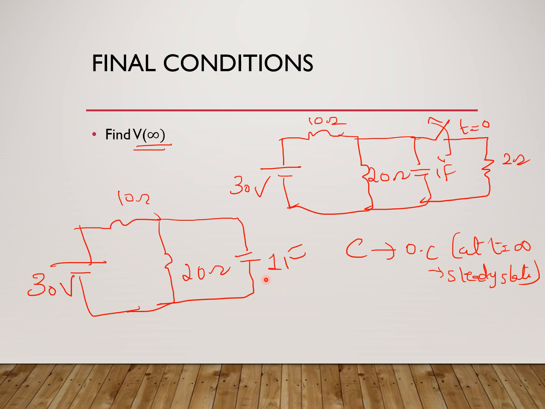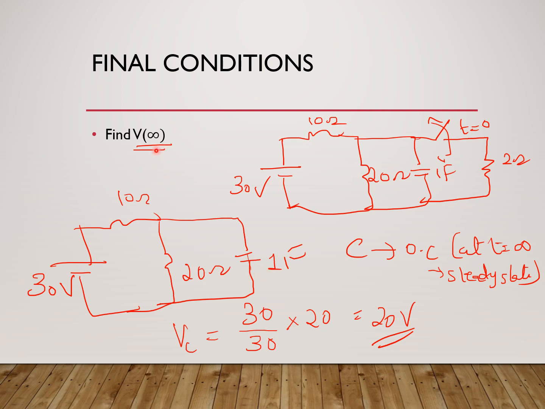And since the capacitance is connected across this 20 ohm, the voltage across the capacitance is going to be the current, 1 ampere, into 20. So VC is going to be equal to 30 divided by 30, which is 1 ampere, into 20. This is 20 volts. So this is the voltage, which is V infinity, nothing but the steady state value. Only under steady state are we going to open this capacitance.